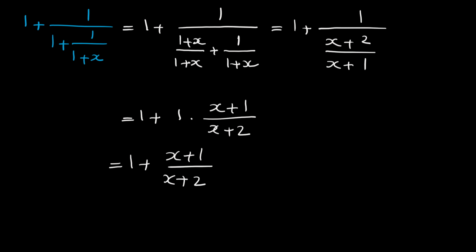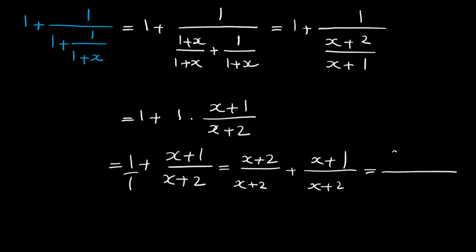Now here we have to do again a common denominator between 1 and this. What is the common denominator? Common denominator is x plus 2. Again, consider a 1 here. So x plus 2 over x plus 2, and x plus 1 here.